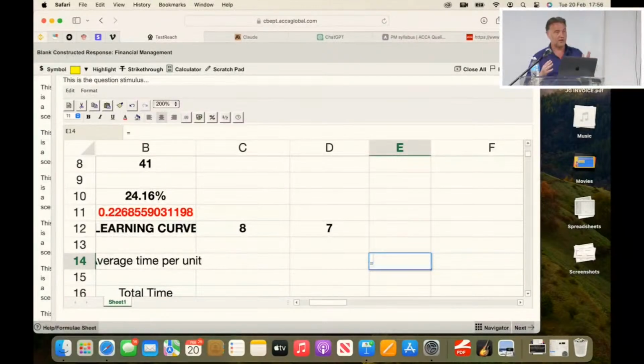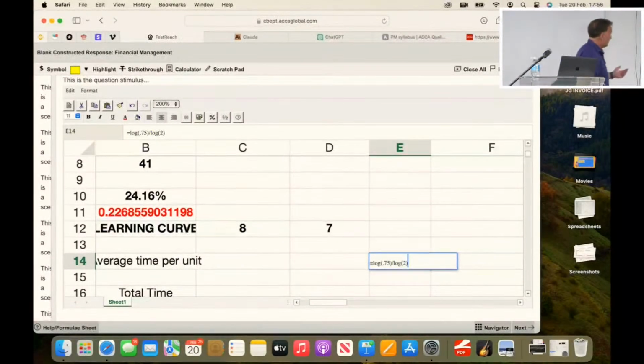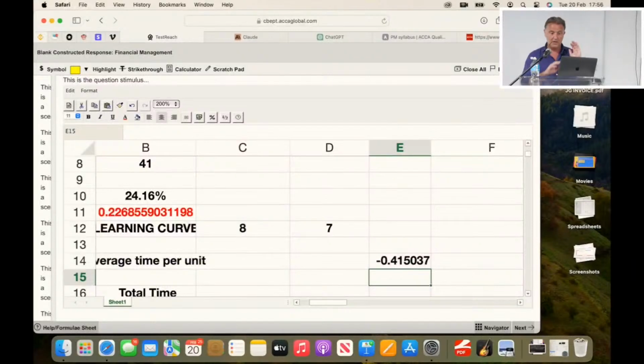Can you remember from memory, how do we calculate B? Log in brackets, make sure you do that. Log in brackets R, what was R? 75%, so 0.75. Close your bracket. What's next? Divided by log in brackets 2. So it's log in brackets 0.75 divided by log 2, and that will give you some weird number. But you know you need that weird number.